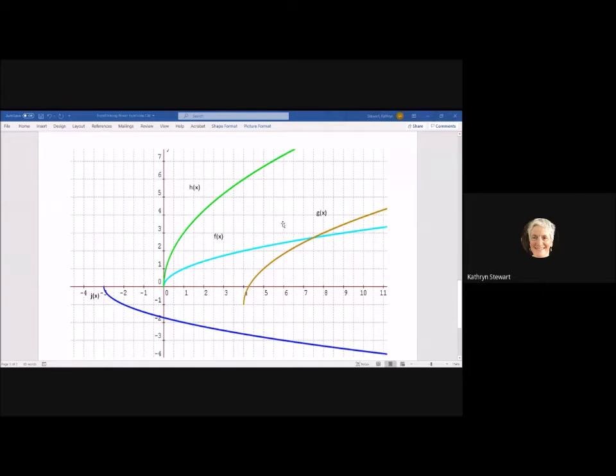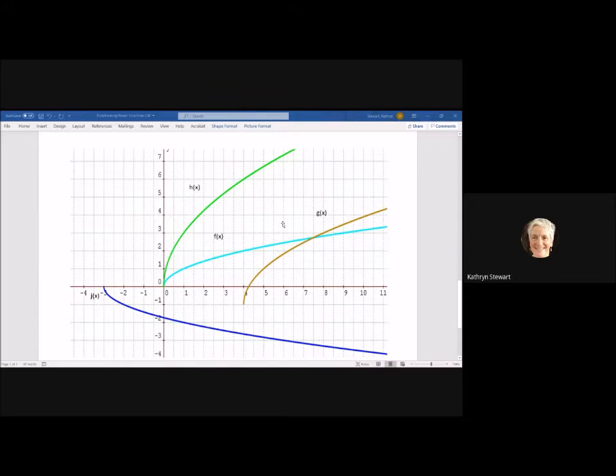Let's go over this problem. There were a couple of sneaky transformations on this sheet. So let's just quickly go over equations for f of x, g of x, h of x, and j of x. So let's start with f of x. That looks like kind of my parent function, right?